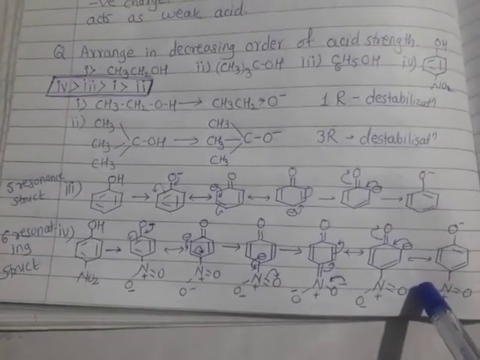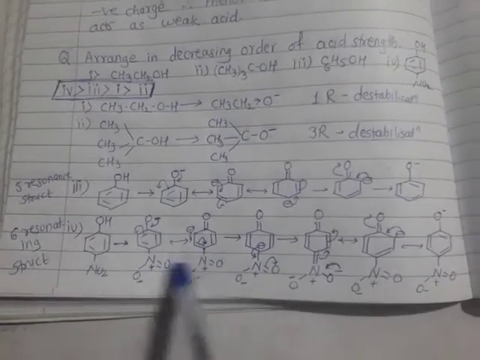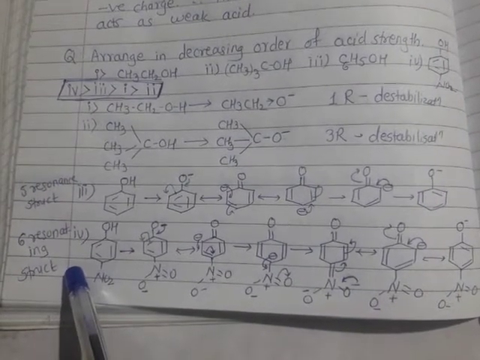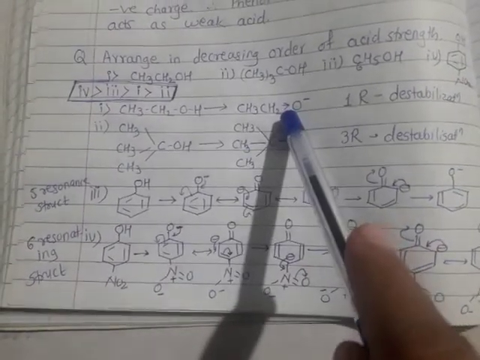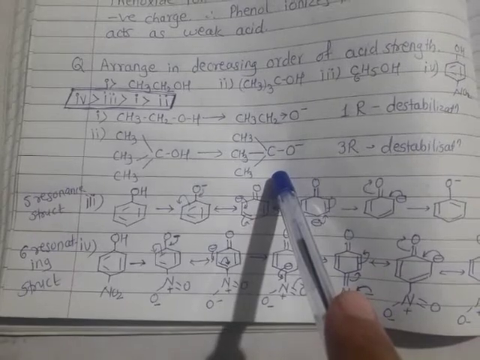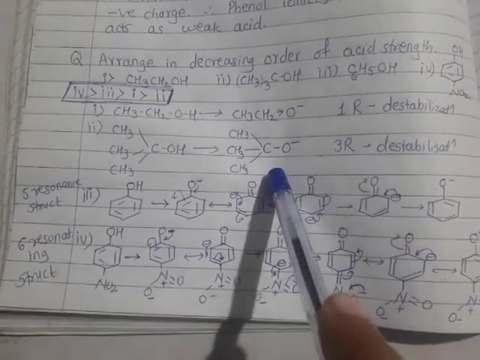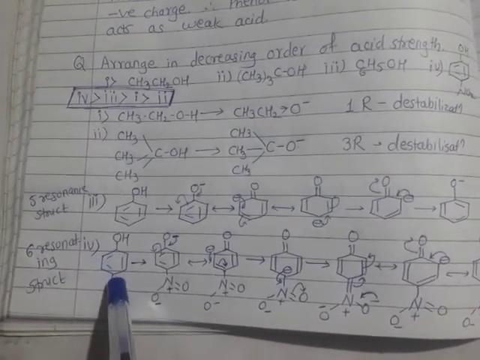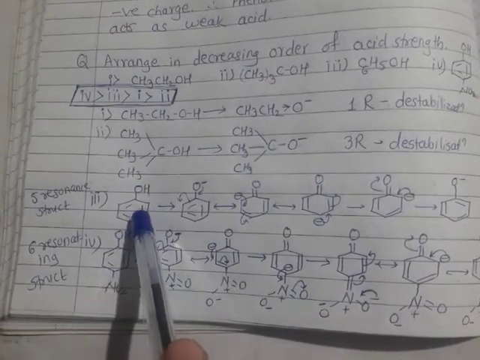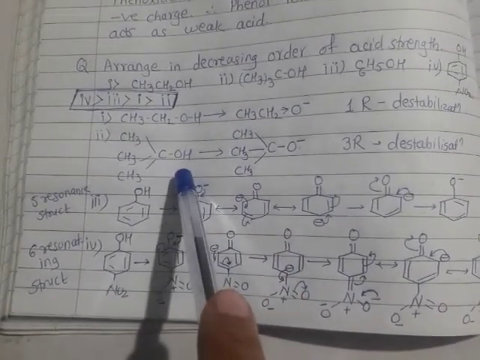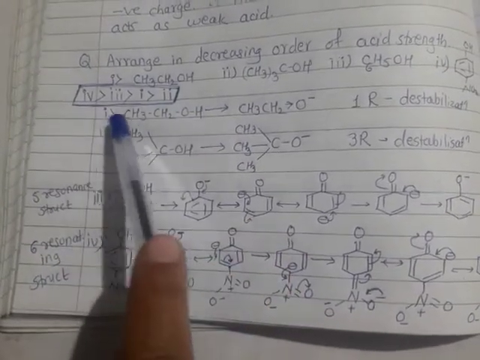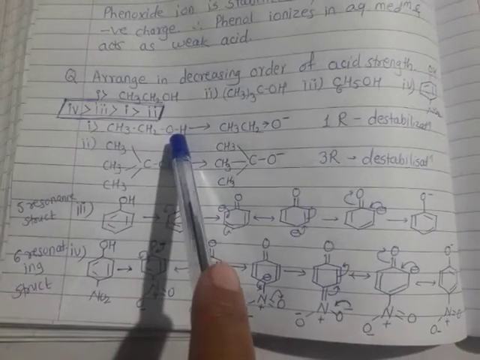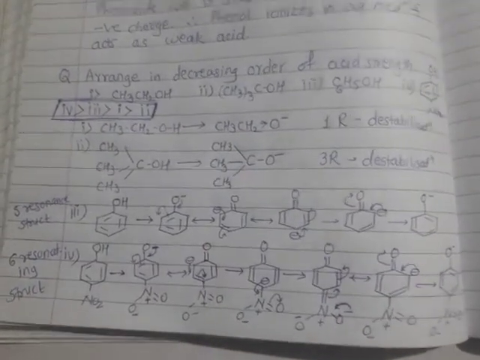More the resonating structures, more is the stability. So 6 resonating structures means it is more stable, then 5 resonating structures, then 1 alkyl group destabilization, and then 3 alkyl groups destabilization. So the most acidic is structure 4, then structure 2, then 1, and then structure 4, 3, 1 and 2. So this is the decreasing order of their acid strength. So this is one reaction.